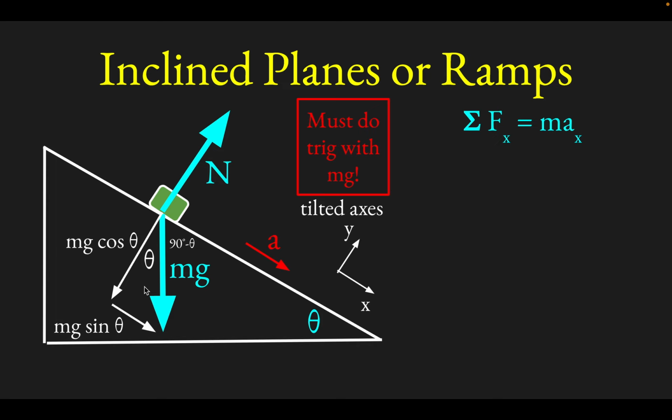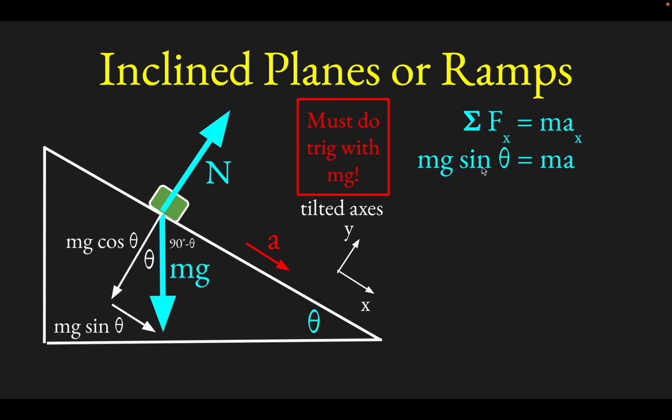Now what we can do is run Newton's second law, F equals ma, along our x and y directions. So if we say the sum of the x forces equals mass times acceleration along the x direction, it will look like this. The only x direction force is mg sine theta. In fact, this is why ramps are useful. When you push something up a ramp, you don't really have to fight mg. You just have to fight mg sine theta to get it up the ramp.